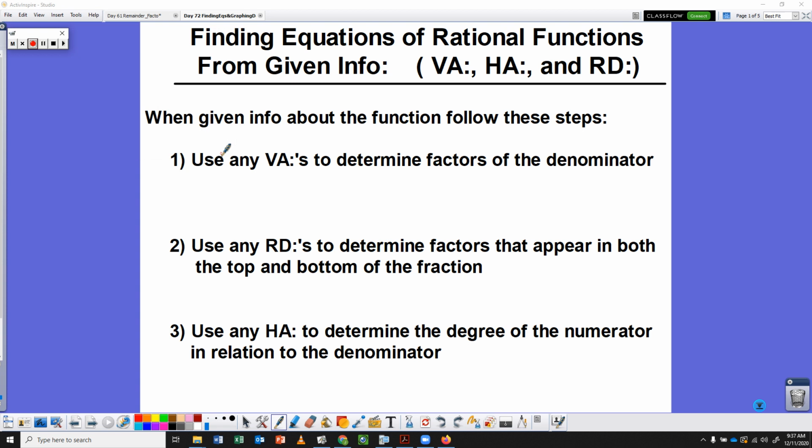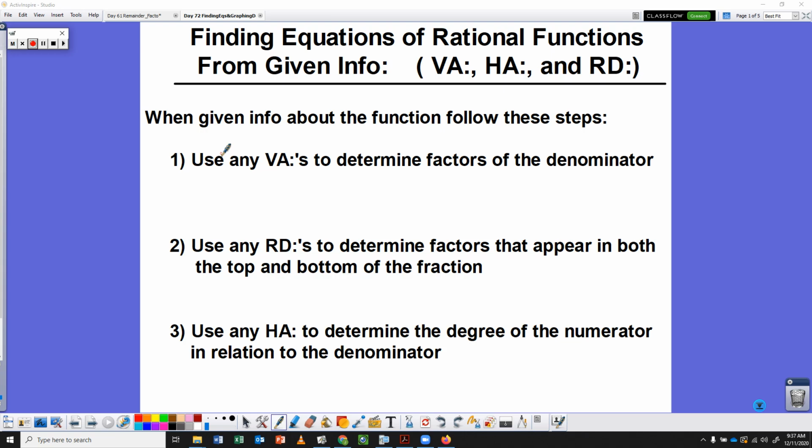In this day of notes, we're going to take a little bit more look at rational functions, and we're going to do basically two things with these notes. The first part of today's notes, we're going to look at how to find the equation of a rational function if somebody gives you information about what kind of vertical asymptotes or horizontal asymptotes or removable discontinuities that they'd like it to have. And the second part of today's notes, we're going to talk about how to make a graph of a rational function by hand.